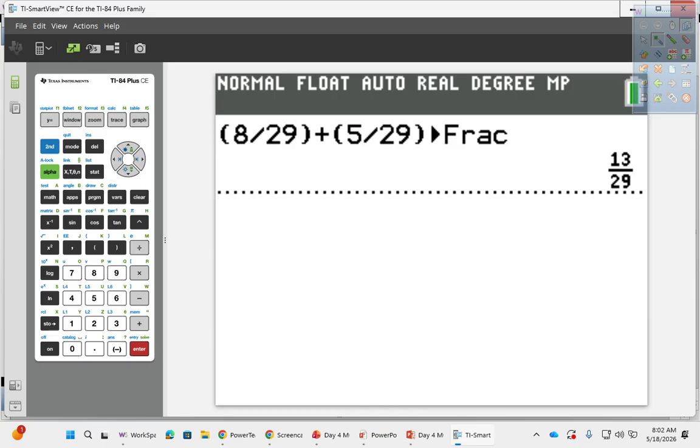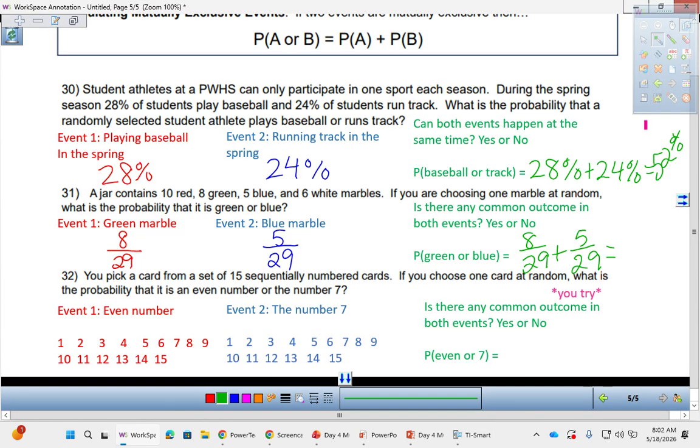You don't have to add them without a calculator. You can use the calculator. Can you just keep it as a fraction? You need to put it in a percentage. You don't. You can keep it as a fraction.